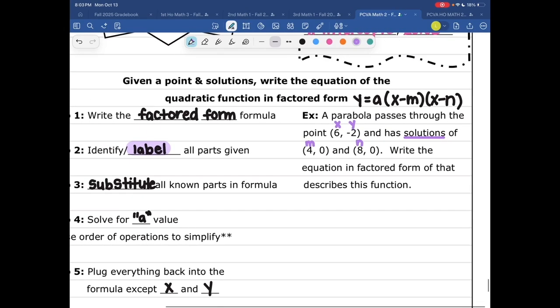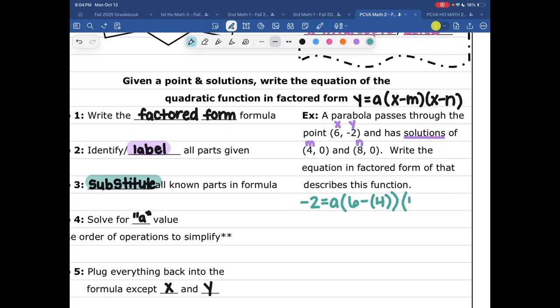Now we're going to take that information and substitute it into the problem. If we substitute that into the problem, we're going to have all of those pieces together. Sorry about that. My y value is going to be negative 2. We do not know my a value. We have an x value, so my x value is 6 minus my m. My m is 4.